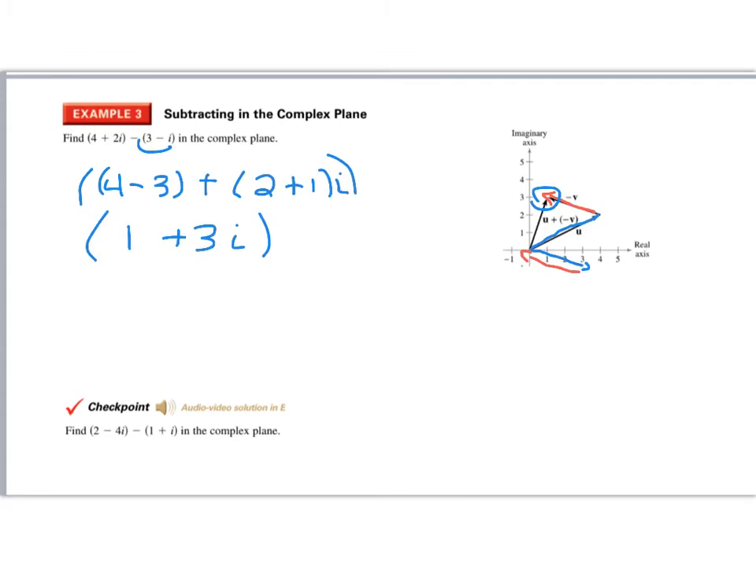Okay, go ahead and pause, give the other one a go, pop back on when you're ready to see the answer. And the answer is 1 minus 5i. All right, cruising on.